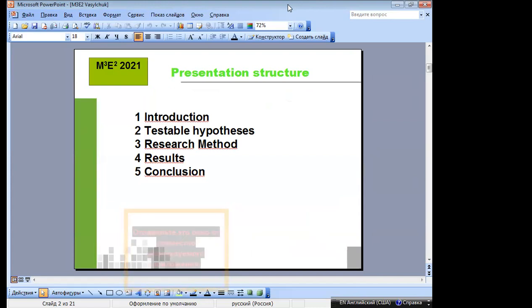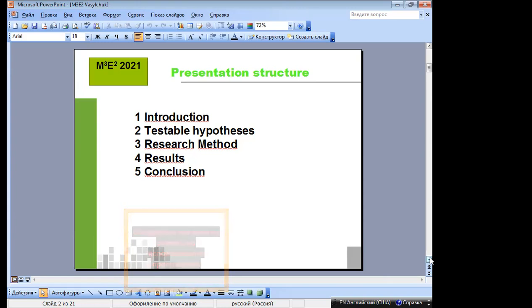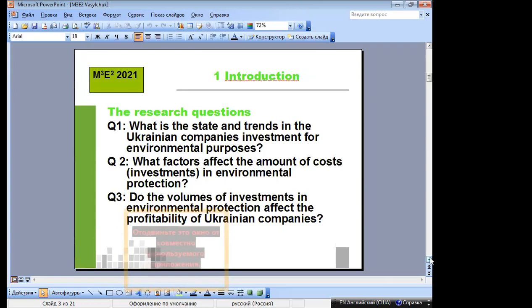The purpose of this study is, firstly, to assess the state and trends of Ukrainian companies' investment for environmental purposes. Secondly, to identify the determinants of the impact on the volume of environmental protection investment. Finally, to determine the presence or absence of a link between environmental investment and financial performance of a company. Therefore, the overarching research questions studied are as follows. You can see on slide 3.